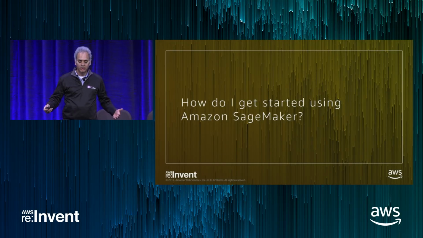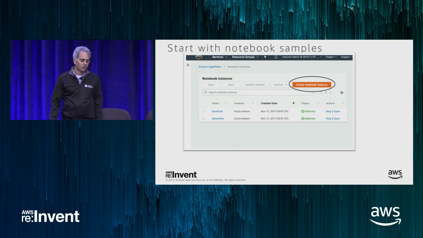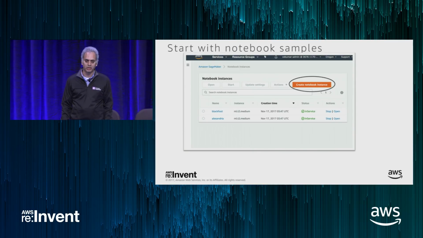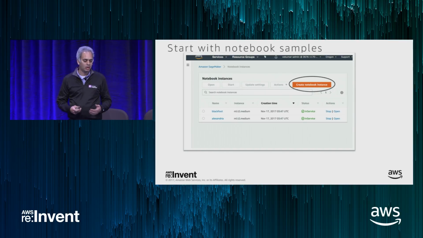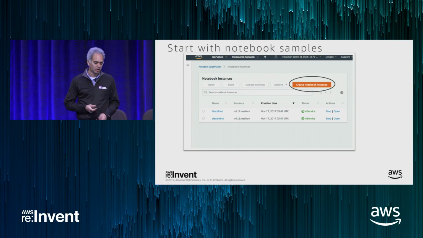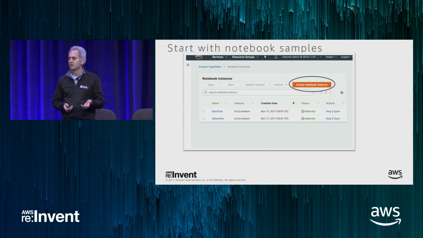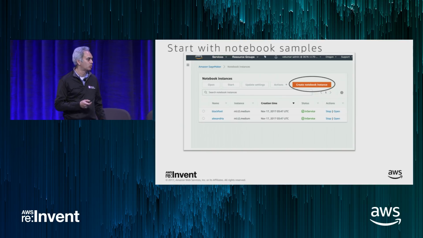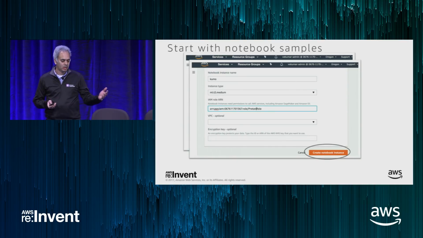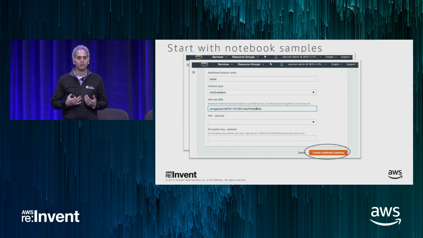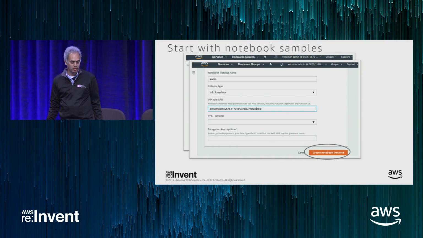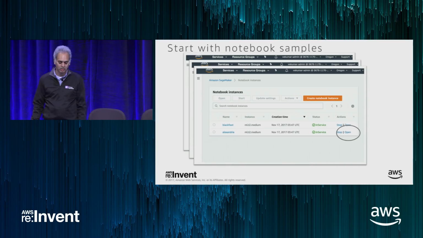So the next thing, how do you get started? To start with, we have a set of notebook samples that you can use, all based on Jupyter notebooks. You start with creating this notebook instance, which is a hosted environment that has Jupyter and the other tools installed. And to make sure that it's running with the right set of permissions, you pass in an IAM role in the same way that you would for other AWS services, and you create this notebook instance.